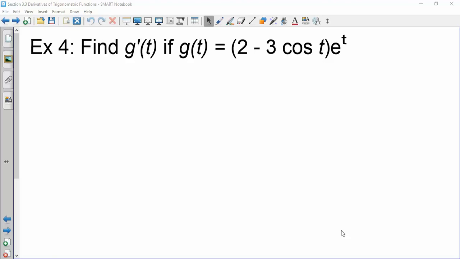Of these trig functions today. So far we have talked about the derivative of sine, cosine, and tangent. If I look at this problem, what would I have to do to calculate this derivative?